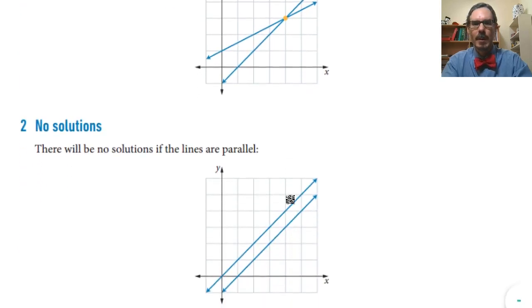Or the lines might be parallel, in which case there is no solution. We might call this inconsistent. Inconsistent equations means the equations have no solution where they both meet.